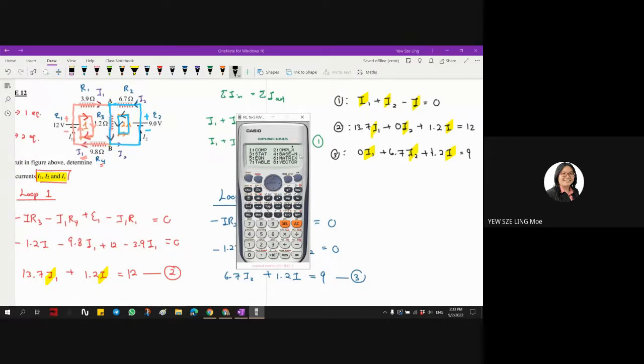So tekan calculator, you have this menu come out. Bagi yang warna hitam punya calculator, anda kena tekan 3 kali kalau tak silap saya untuk jumpa perkataan EQN. Number 5. Tekan mode, cari EQN. Okay, cari EQN. So you press 5. Tekan 5, kamu akan keluar ini.